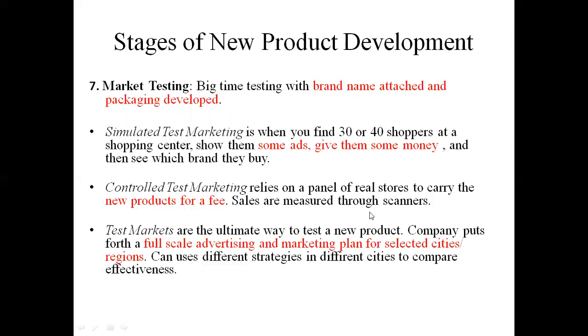Okay, third one is test marketing. So what you do here, ultimately you test your new products. You go with the prototype, and you try to implement your marketing strategies, as well as you try to sell your product in particular geographic locations. Okay, you are not going full-fledged, but you are selecting small geographical locations and trying to sell your product there. The company puts forth a full-scale advertisement and marketing plan for selected cities or regions.